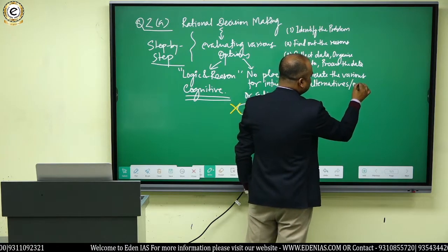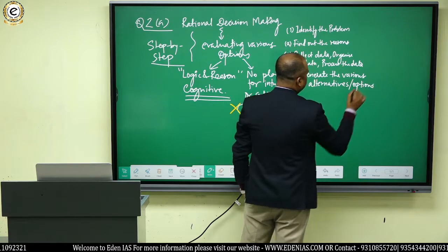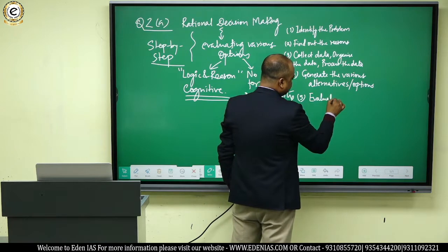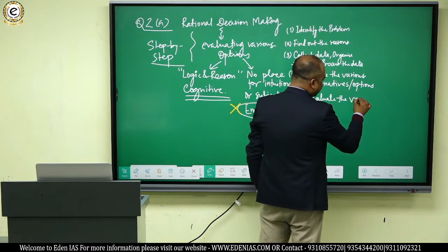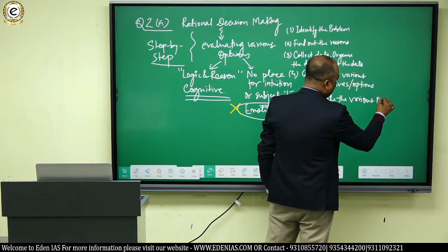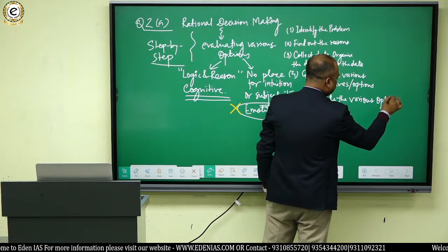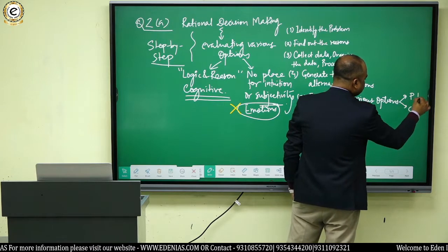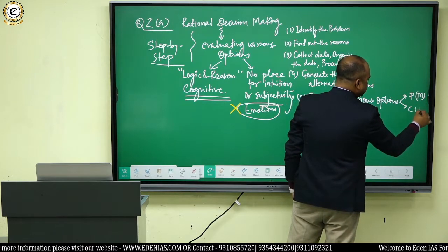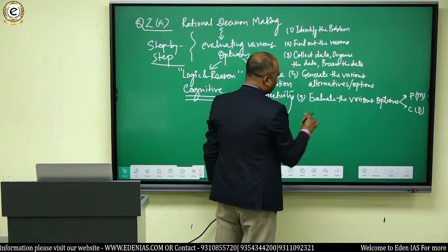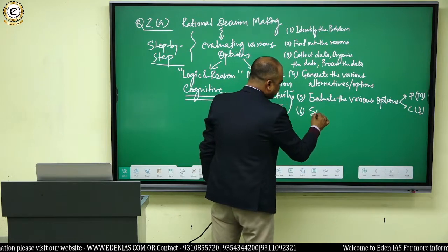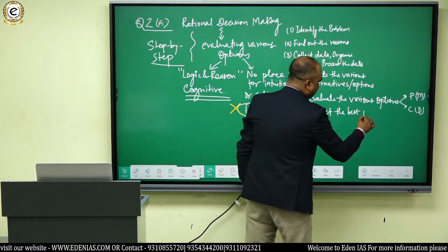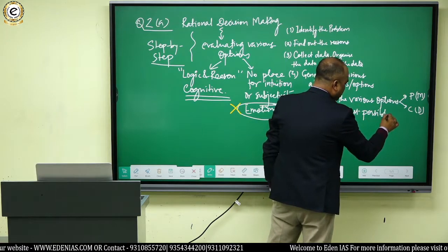Alternatives are nothing but the various options. Then we evaluate the various options. It means we see the pro and the con, or we see the merit and the demerit of every option. Then we select the best possible option.